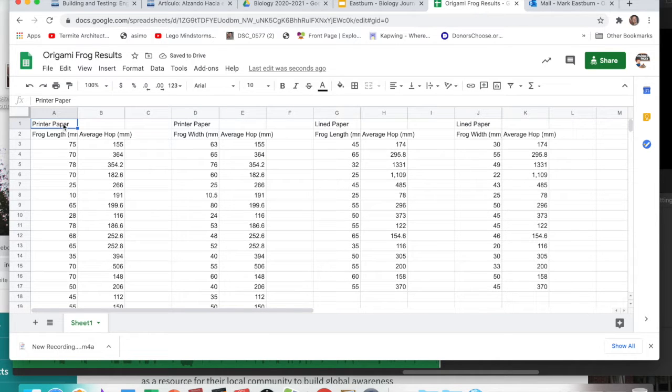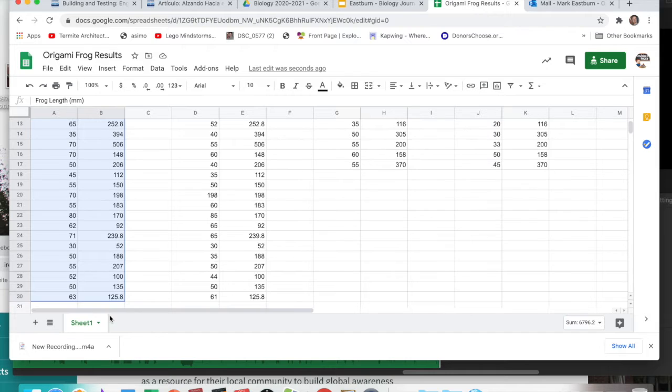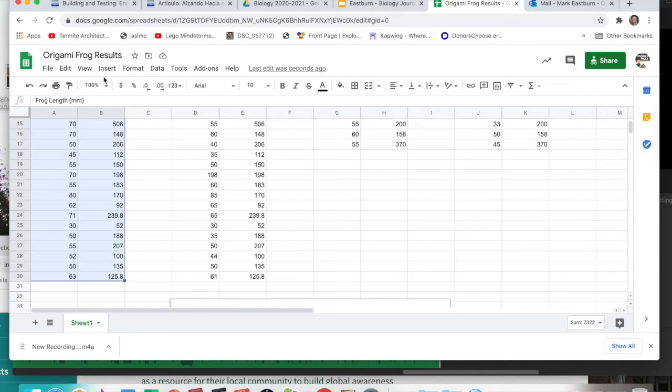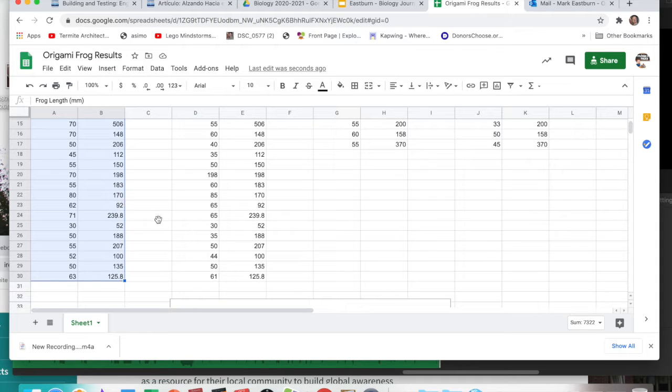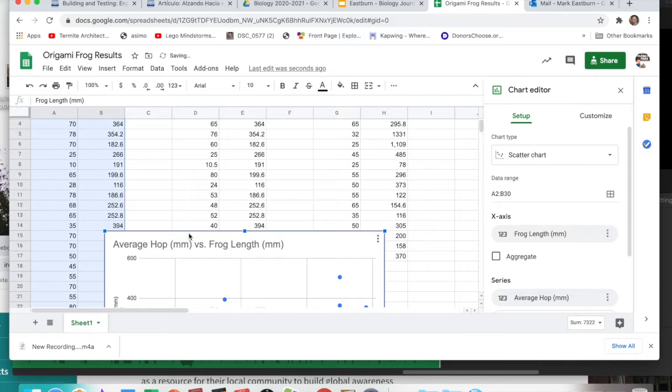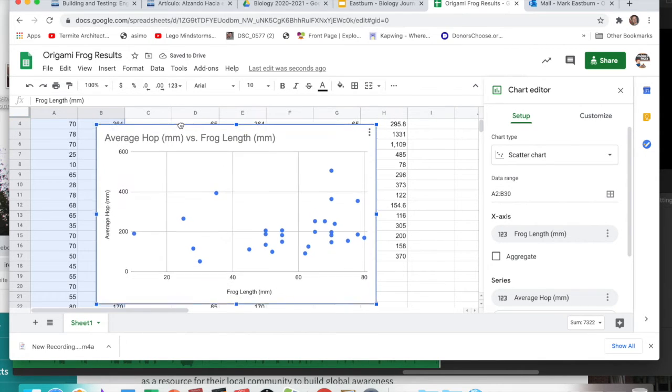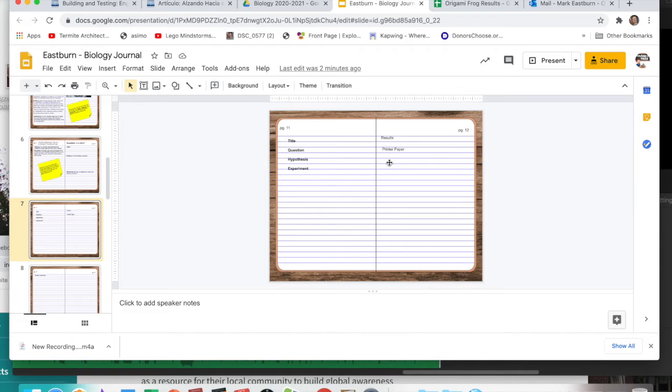So I'm looking at printer paper, frog length, frog width, line paper, frog length, line paper, frog width. I want to make sure that we keep all of this data organized in the proper fashion. So you see that I'm copying the length with printer paper length, and now I will see the graph. This is the graph that I want to move over into my laboratory notebook. So I'll copy it, make sure that I copy it with the spreadsheet data.